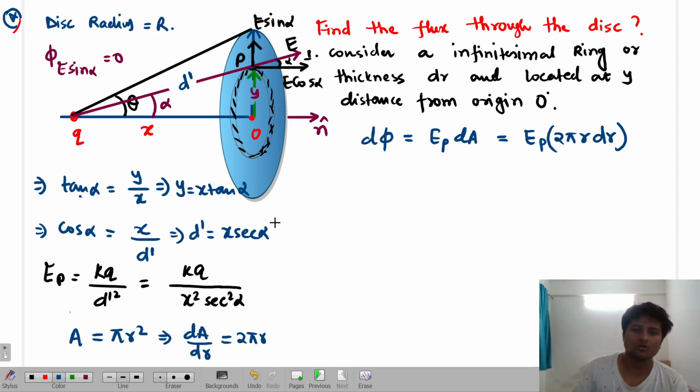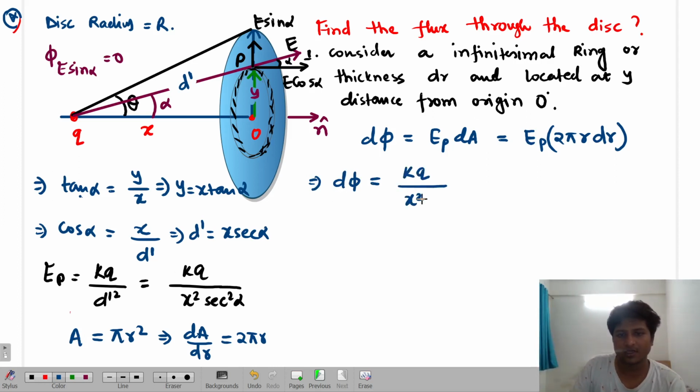Okay, so look over here, d phi will be the electric field at that point, which is kq by x square sec square alpha. Okay, this will not be 2 pi r, the radius of this was y, sorry, right? So it will be 2 pi y, right? So 2 pi y dy.